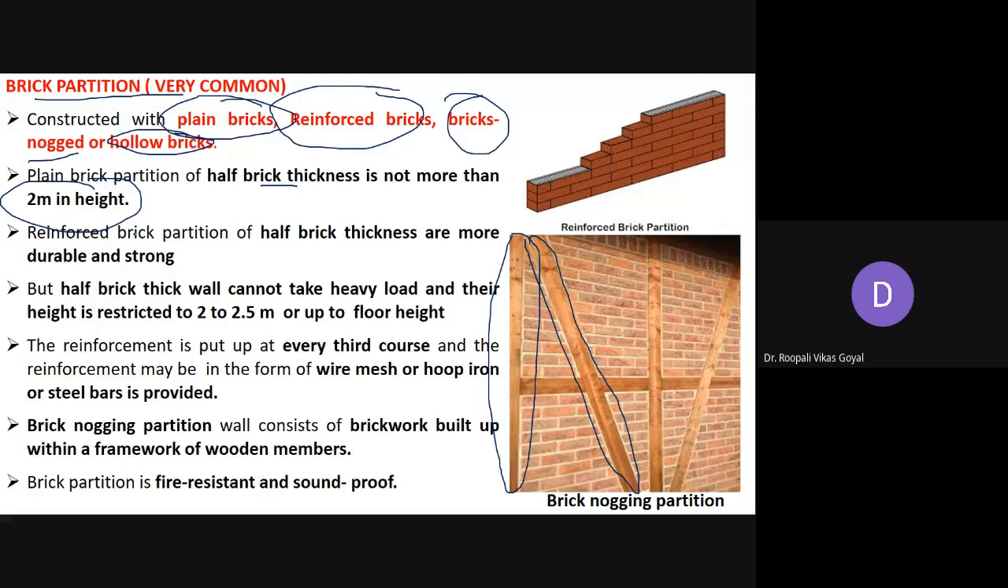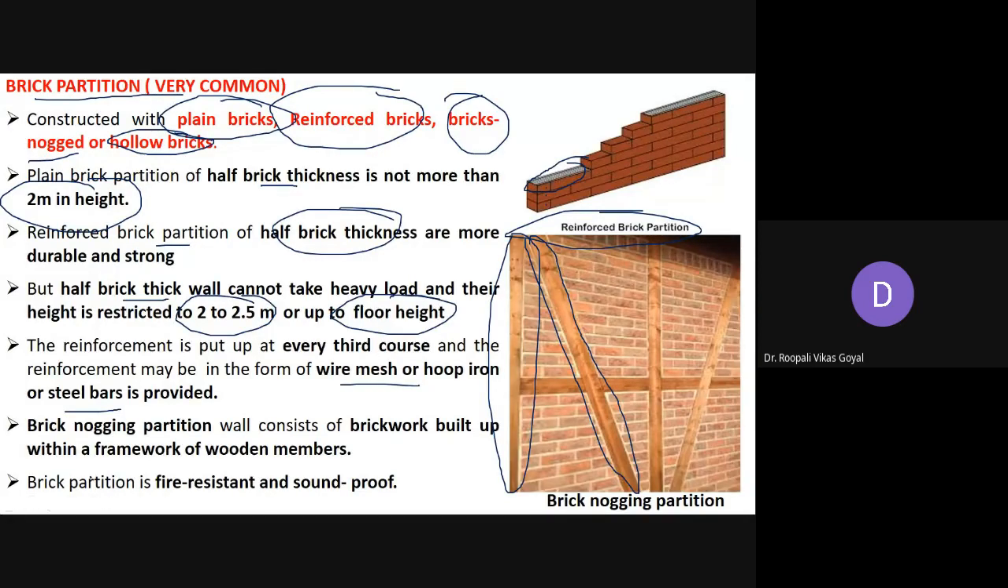But if you are providing the reinforced brick partition of half brick thickness, that can be more durable and strong as compared to plain brick partition. This half brick thick wall, whatever we are using, cannot take heavy load, and its height may be restricted to 2.5 meter or up to floor height you can go. Generally in this reinforced brick partition, at every third course, so this is first, second and third course, you can provide wire mesh or steel bars or hoop iron. So that will make it a reinforced brick partition wall.